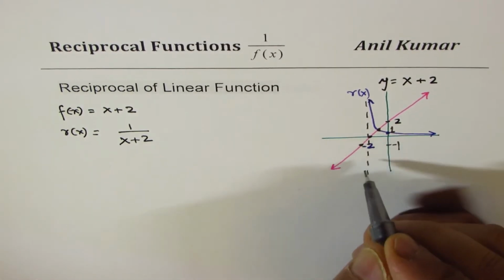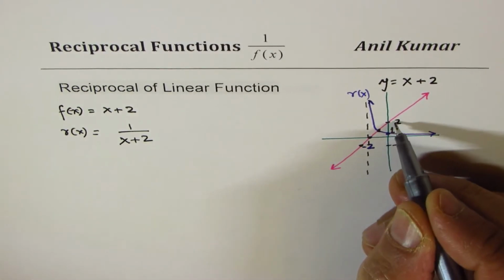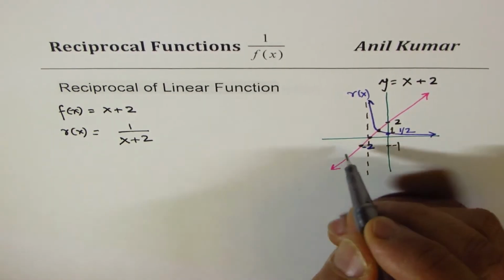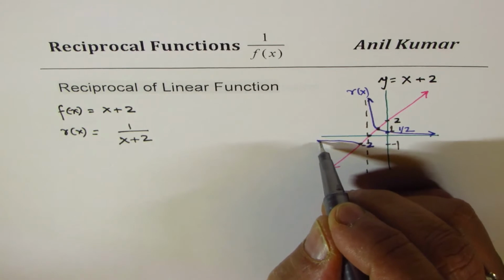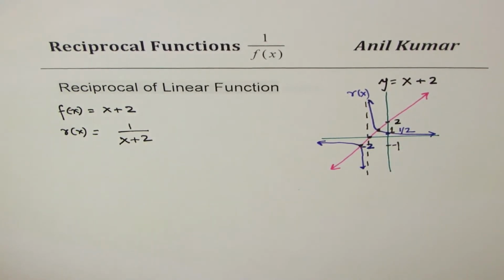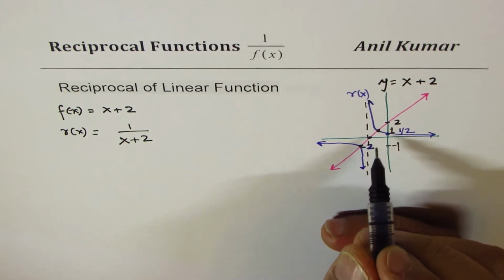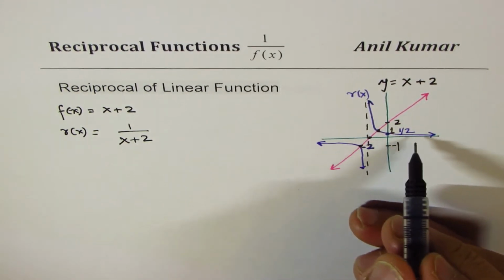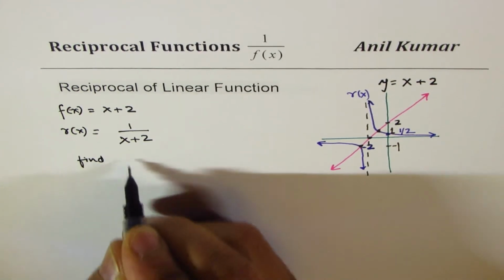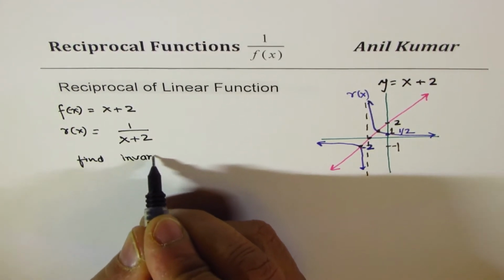Now, can you tell me what this point should be? It has to be the reciprocal of 2, that is half. Perfect. Now on this side also, I could draw like this, the graph of the reciprocal function. So as you can see here, to sketch the graph of the reciprocal function, what we do is we find invariant points.